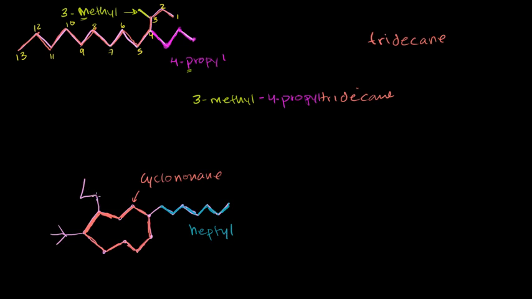Now, this over here, let's see what we're dealing with. We have 1, 2, 3 carbons. So that is just a standard propyl group. And then here we have 1, 2, 3, 4 carbons.